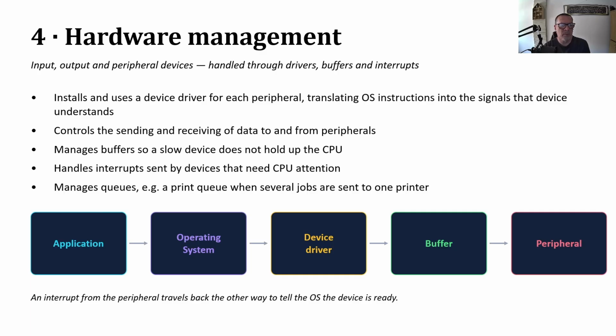So for example, at the bottom there we have the application wants to do something. It asks the operating system, that might go to the device driver. The data might go into a buffer and then eventually end up at the peripheral. And the peripheral may raise an interrupt when it's finished, and it'll go all the way back again, back through the buffer, through the device driver, back to the operating system, and back to the application.